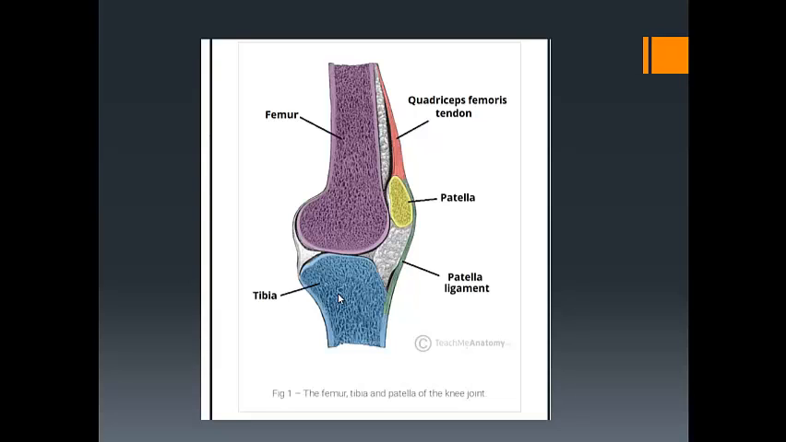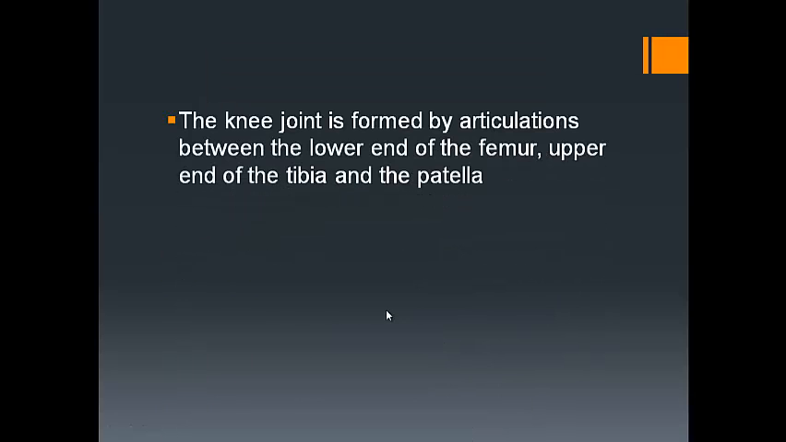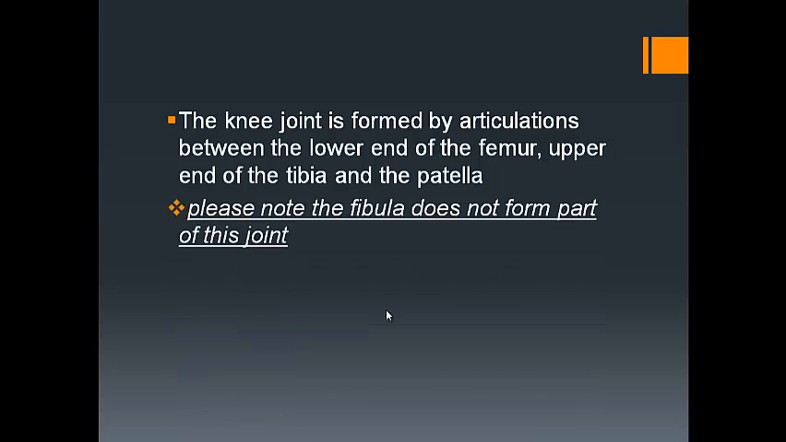And here you can see the patellar ligament, which is the common insertion of the quadriceps femoris, passing over the patella and then inserting into the tibial tuberosity. So the knee joint is formed by articulations between the lower end of the femur, the upper end of the tibia, and the patella. Please note that the fibula does not form part of the knee joint. Okay, so the fibula is involved in the formation of other joints, which we'll see later on, but it does not take part in formation of the knee joint.